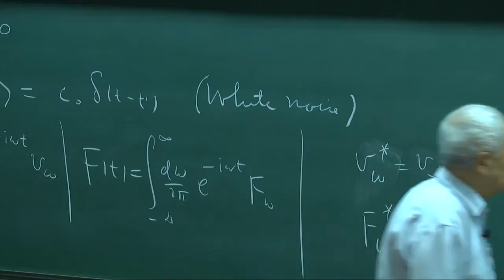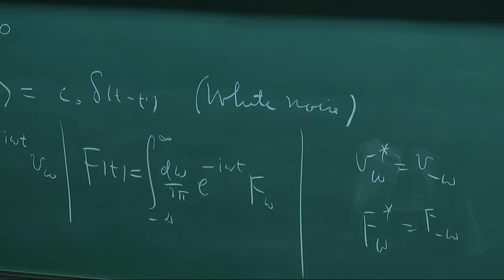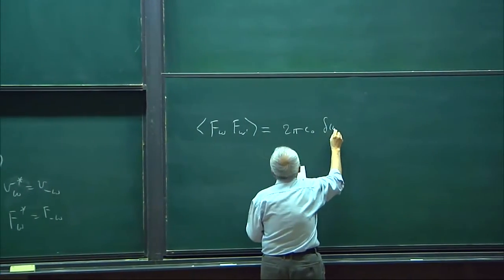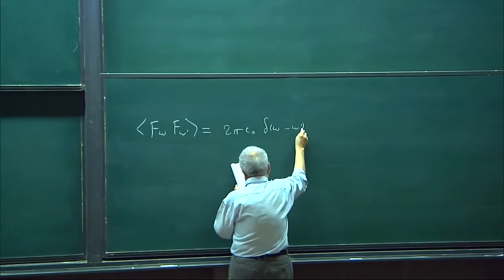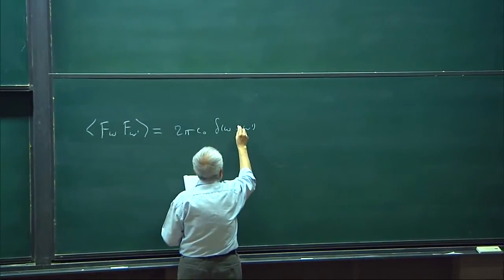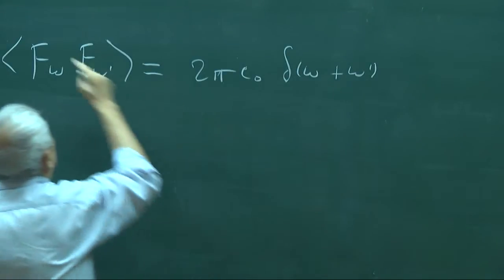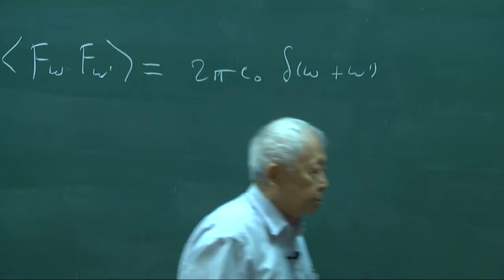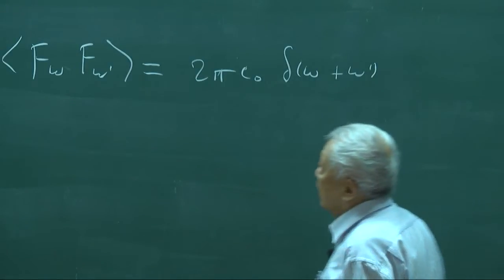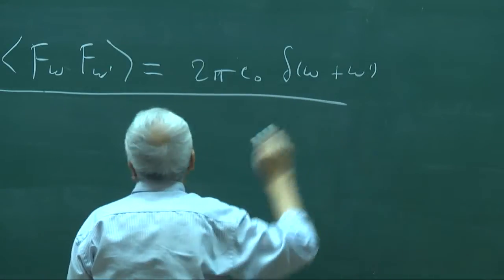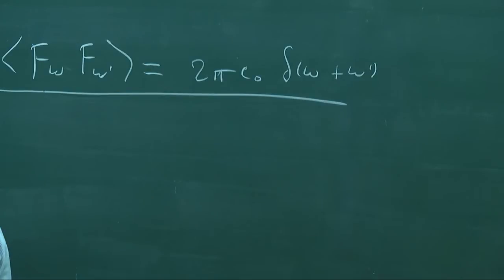And now in terms of the Fourier transform, you can verify this is just equal to 2 pi C0 delta of omega plus omega prime. If you want a minus, you have to put a star there. And now with this, we can solve the entire problem. It's completely solved, because now I take the Fourier transform of the Langevin equation on both sides.